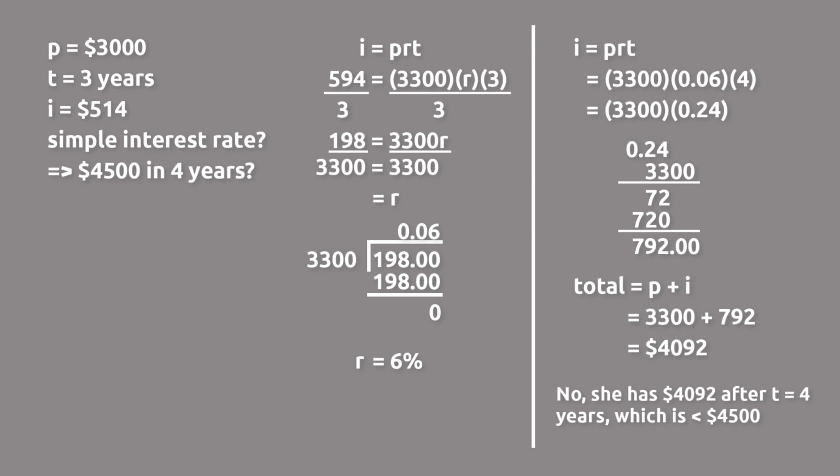So our simple interest rate is 6%. Again, we just use the simple interest formula. Take our given information, plug it into the formula, and then solve for what it is we're looking for, in this case, the interest rate. And then to find a comparison for $4,500, again, we use the same simple interest formula, only we plug in the principal, the interest rate that we found, and the amount of time in question to find the interest, added that to the principal to get the total that she would have after 4 years, and then compared that to the $4,500, and she will not have enough after 4 years to match that goal.